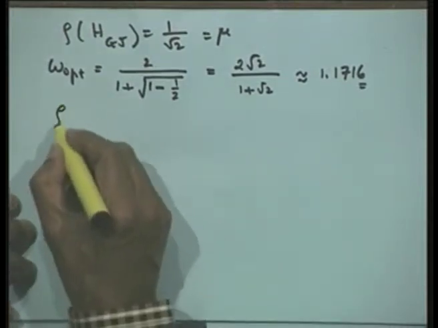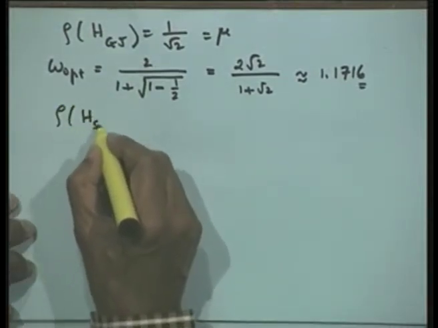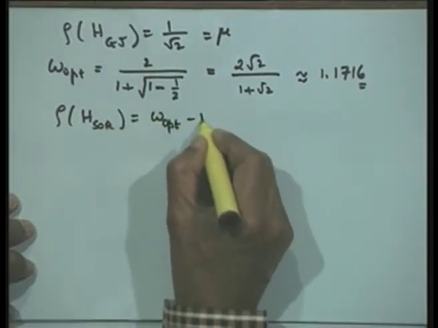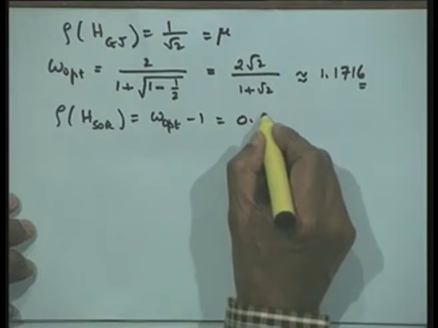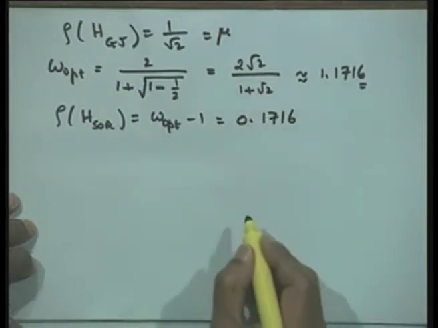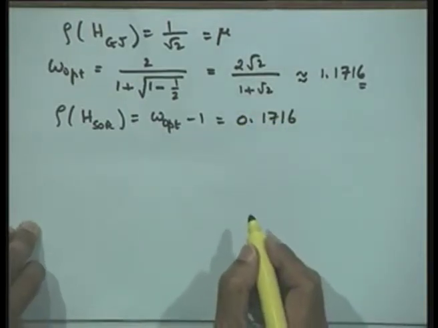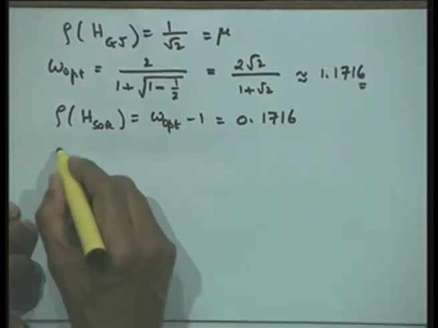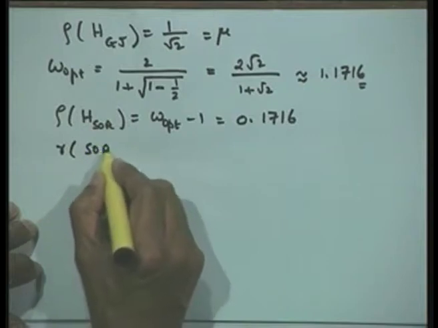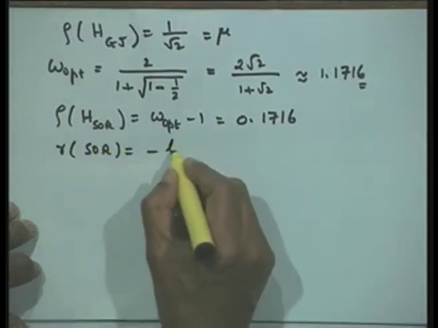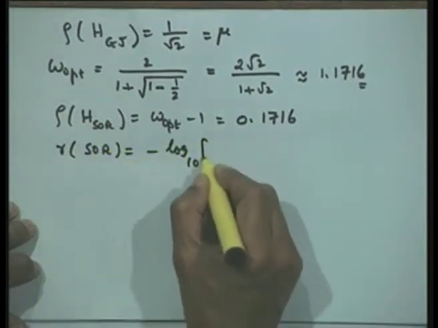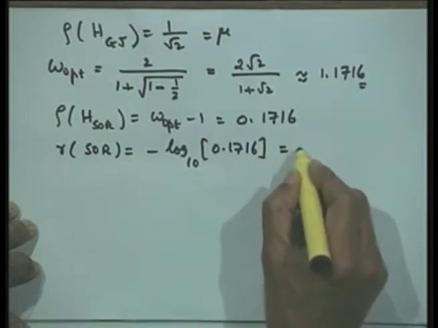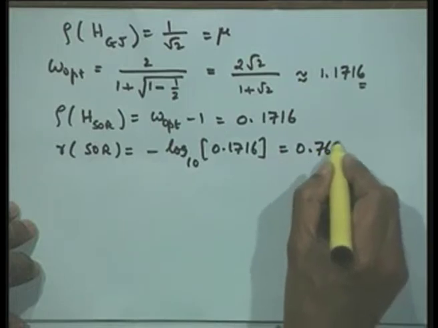Therefore now I will have the spectral radius of SOR as omega optimum minus 1. So I will have simply 0.1716 as the spectral radius of the SOR matrix. Hence I will have the rate of convergence of the SOR method equal to minus log base 10 of 0.1716, which is 0.7656.